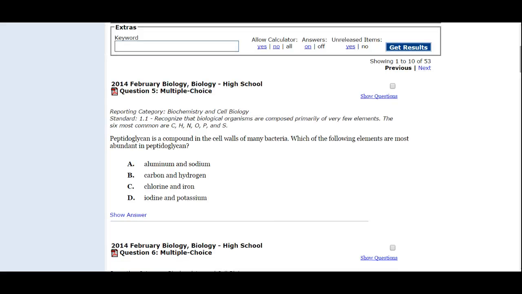All right, this is a great one to start with. And if you'll notice, they tell us what standard it is. So it's the main unit that we were learning. And so that'll give you a clue about what the question is about. So you can see our CHNOPS right there. Carbon, hydrogen, nitrogen, oxygen, phosphorus, and sulfur. So this is a question about remembering that living things are made up of those elements on the periodic table.